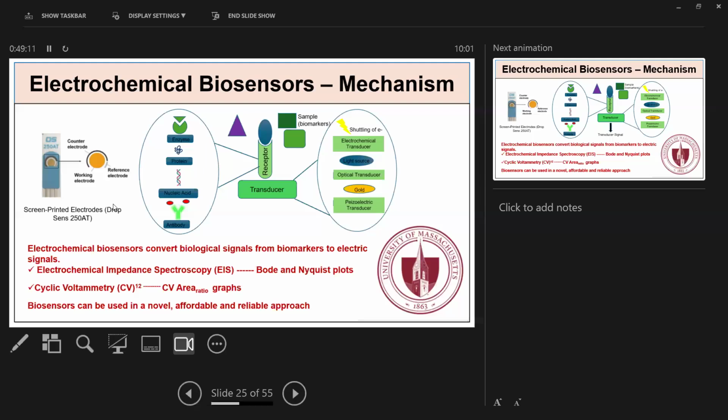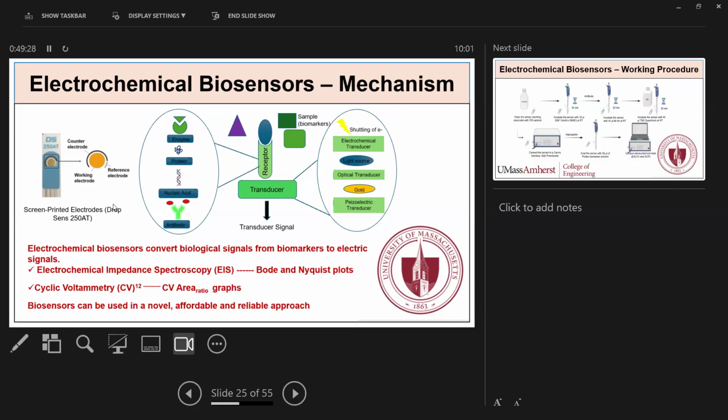That's again a different story. Again, it is similar to electrochemical biosensors using molecular beacons. That is an optical biosensor, not electrochemical. And then there is the gold piezoelectric transducer. So using all these different types, it produces the signal.